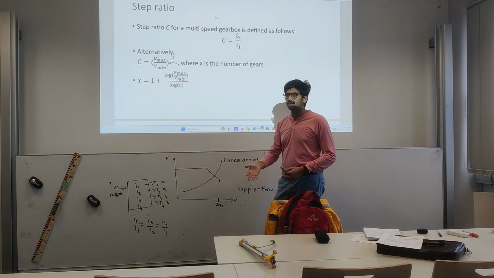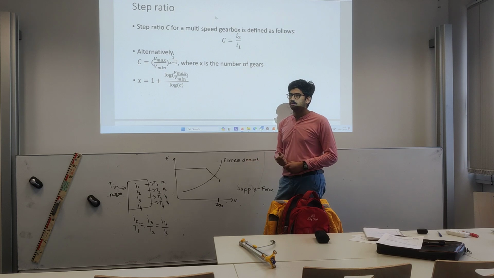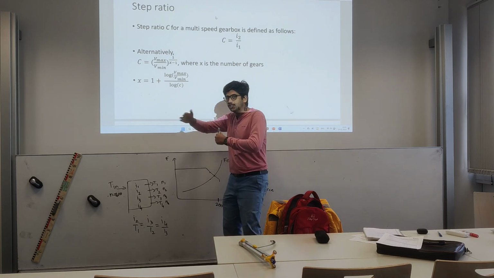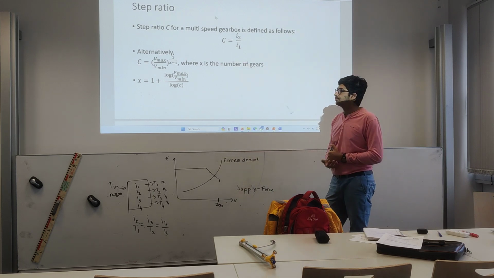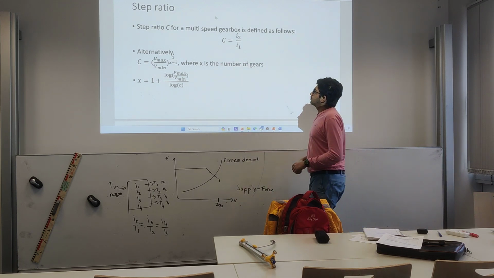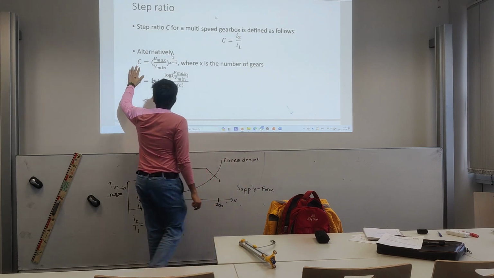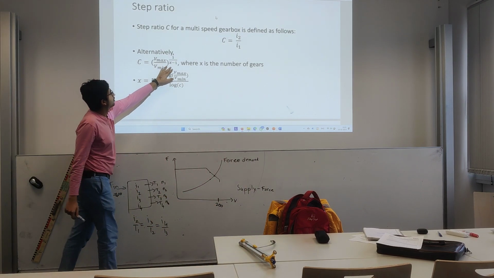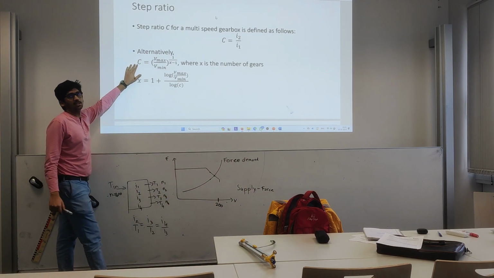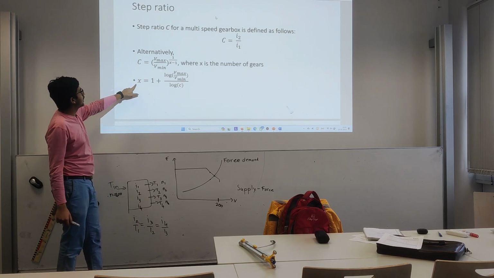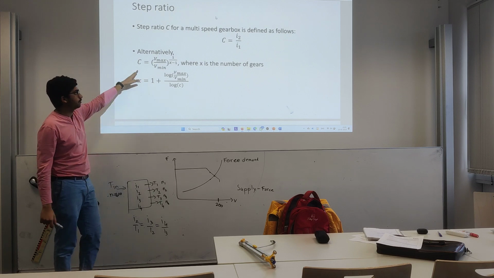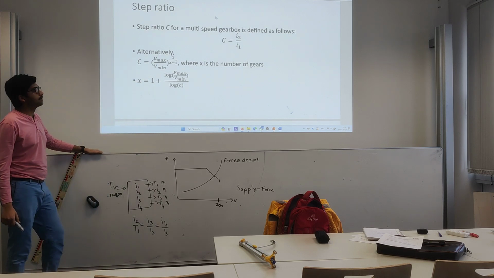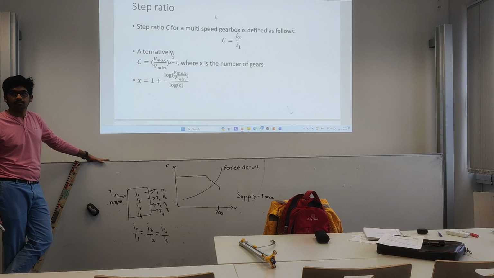If it's a 5-speed gearbox, you get a different step ratio. 6-speed gearbox, you get a different step ratio. So C is the ratio between each of the reduction ratios, exactly. That's called step ratio. Usually you have the number of gears, Vmax, Vmin, and you get C. But if they flip it around and ask the number of gears from Vmax, Vmin, and C, it's like that. You just make x the subject. Okay, that makes sense.